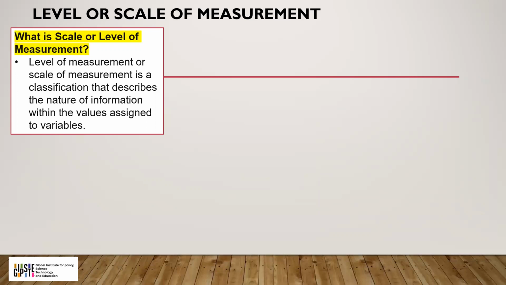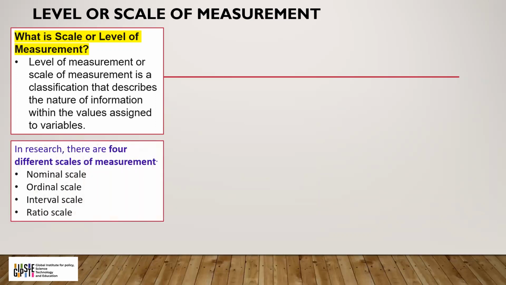Level of measurement or scale of measurement is a classification that describes the nature of information within the values assigned to variables. In research, there are 4 different scales of measurement. The first is nominal scale, ordinal scale, interval scale, and ratio scale.